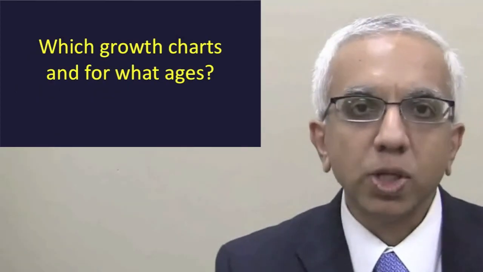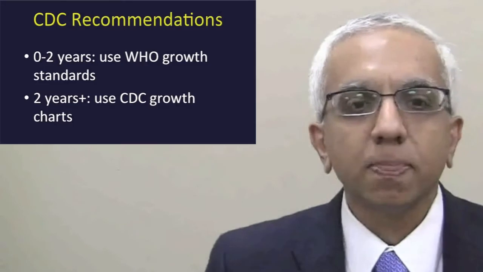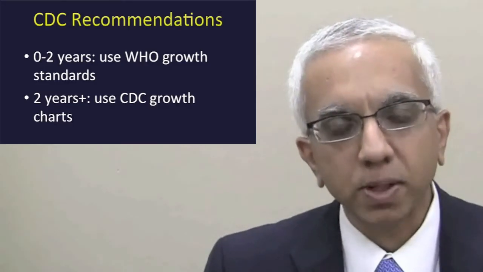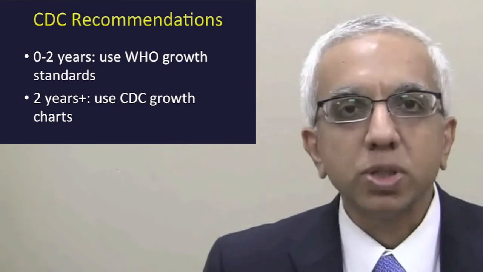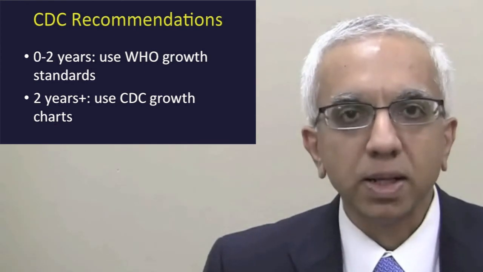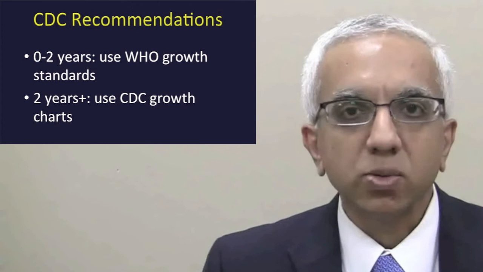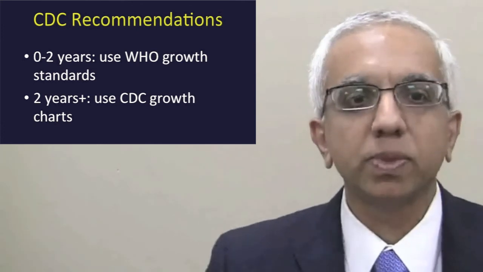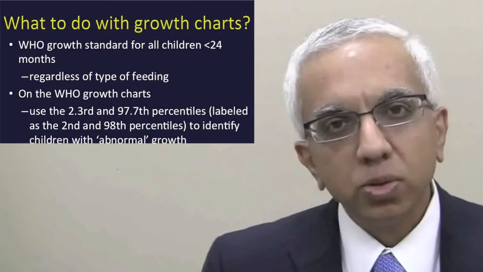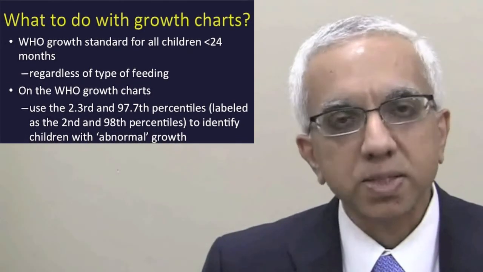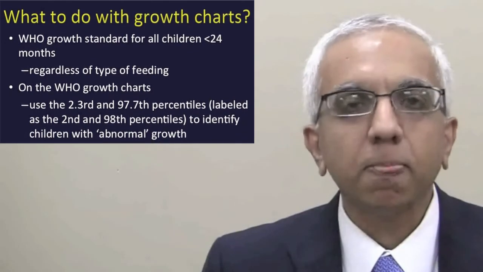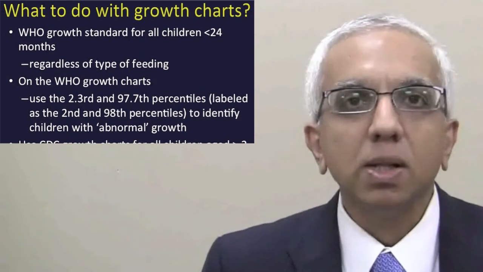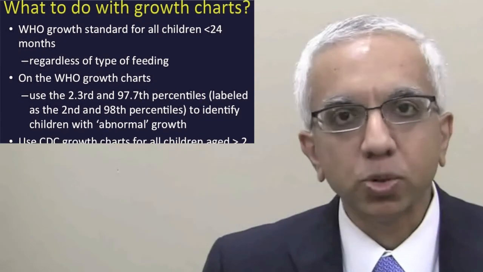Which growth chart should we use and for what ages? The CDC recommendations, which were also endorsed by the American Academy of Pediatrics, tell us to use the WHO growth standards up until the age of 2. The CDC growth chart should be used for all children above the age of 2. It is important to use the WHO growth standard irrespective of the type of feeding, whether the child is breastfed or bottle fed. If the child is less than 2, the child should be put on the WHO growth chart.